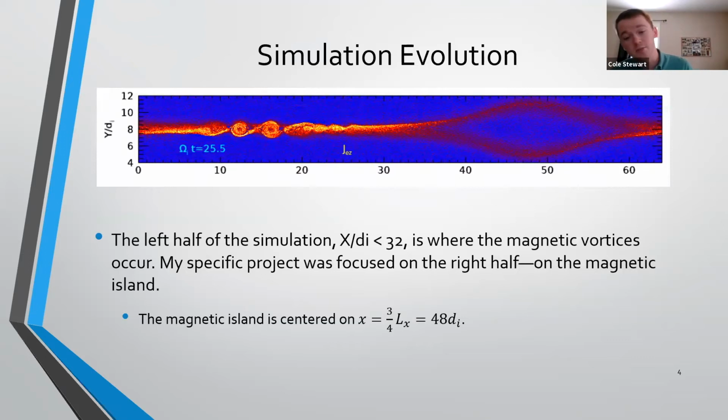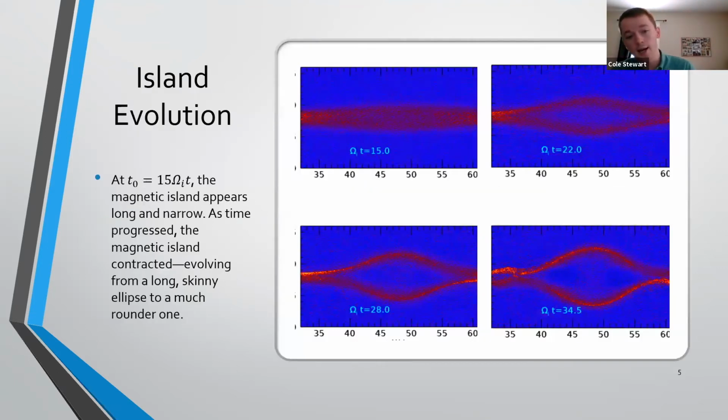The left half of the simulation, where x is less than 32 di, is where the magnetic vortices occur. My specific project was focused on the right half, which is the magnetic island. The magnetic island is centered on the third quartile, which is 48 di. At t naught equals 15 omega_i t, the magnetic island appears long and narrow.